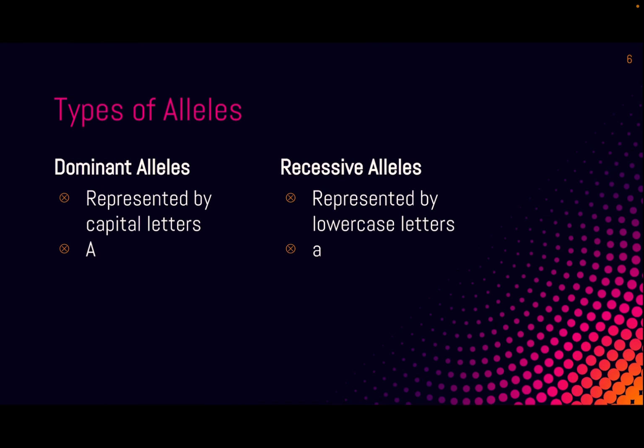There are two types of alleles. There are dominant alleles, which we represent with capital letters. So in this case, big A. And then there are recessive alleles. And then these are represented by our lowercase letters, so little a.